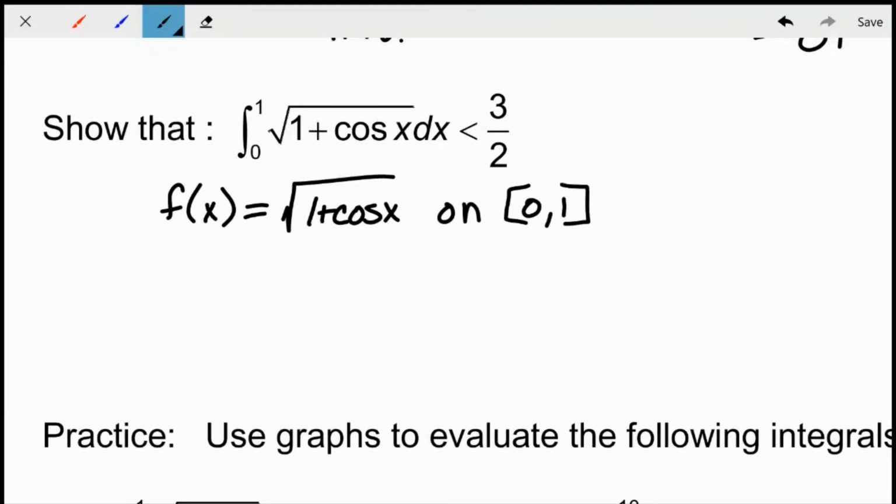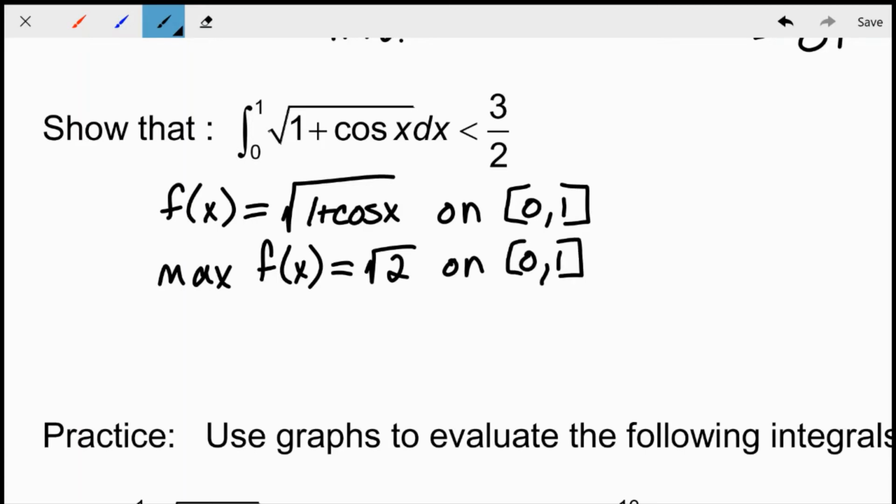Okay, so that's the function that we're dealing with. The maximum value that function would have on 0 to 1, we really have to think about when cosine is the biggest. Cosine is the biggest on that interval when x is equal to 0. If x was 0, that would make cosine of 0 equal to 1. That means our maximum function value is the square root of 2 on this interval. We could figure that out, but really we can just look at it and know.